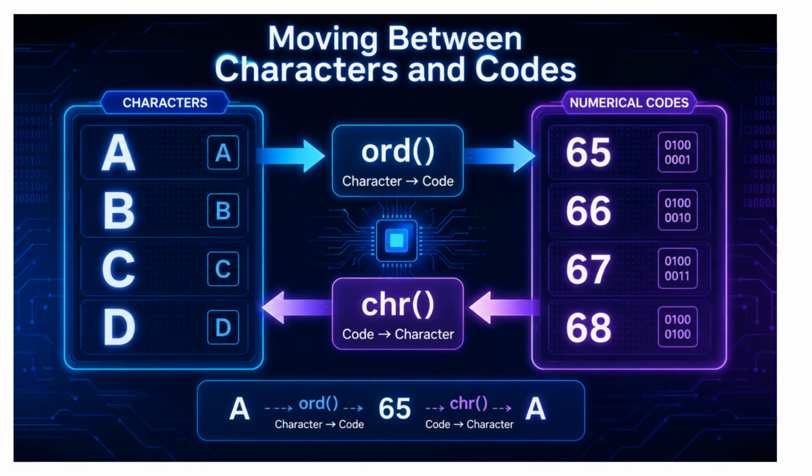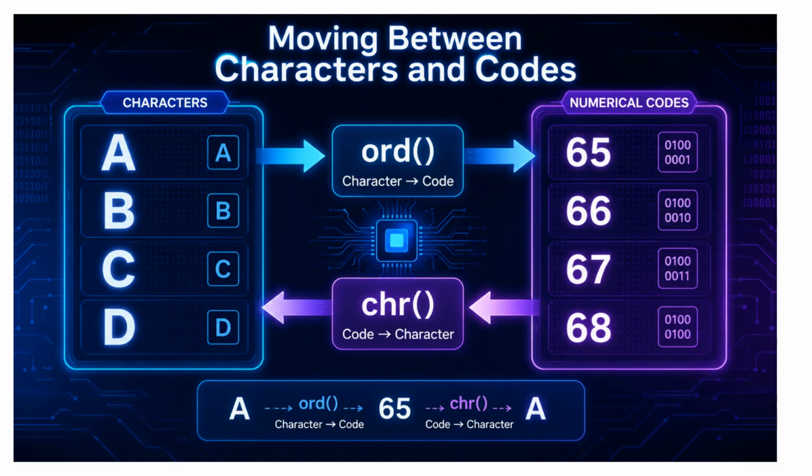In this lesson, we are going to learn how to move between characters and numerical codes. Computers represent characters using numbers. For example, the character A has the numerical code 65, B has the code 66, C has the code 67, and D has the code 68. To convert a character into its numerical code, we can use the ORD function. For example, ORD A returns 65.